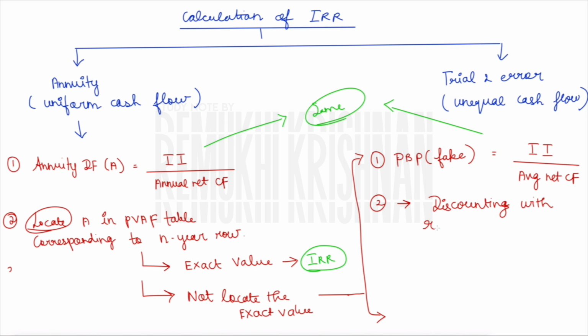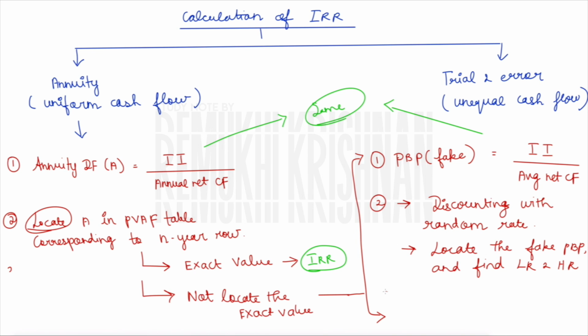I'm just taking random numbers, and with the help of those random rates I'm going to discount the cash flow. This is one type. Or else, I will take a random rate and locate the value of the fake payback period in the present value annuity factor table corresponding to the life of the project, and with the help of that I will arrive at two rates. One rate is the lower rate and the other rate is the higher rate.